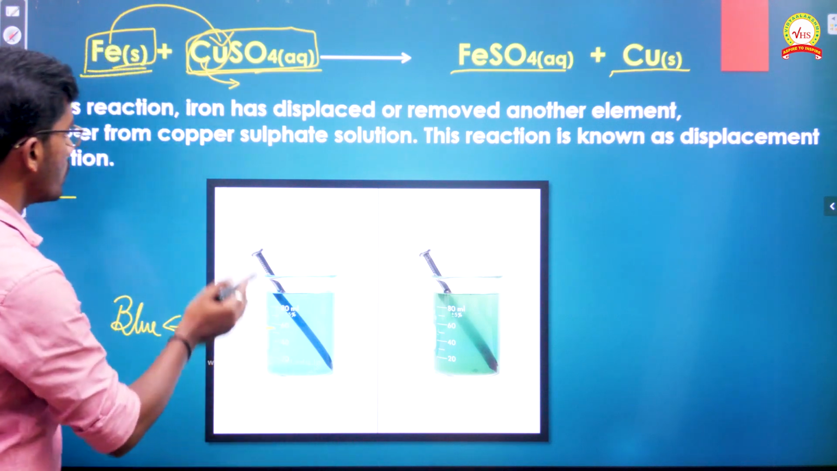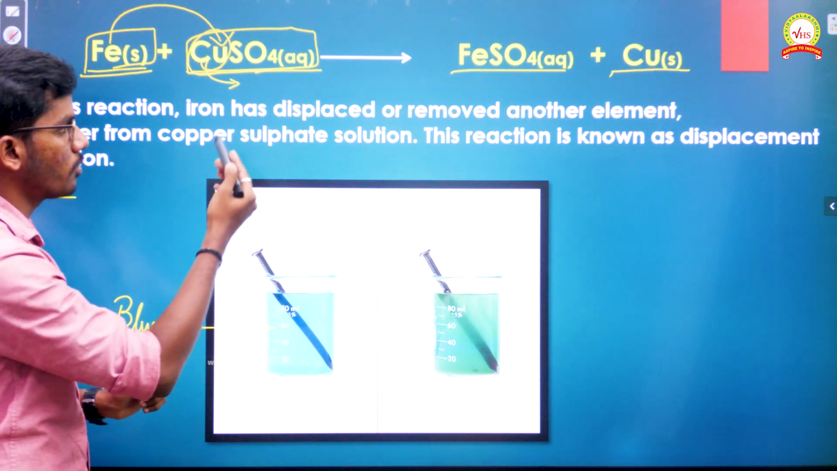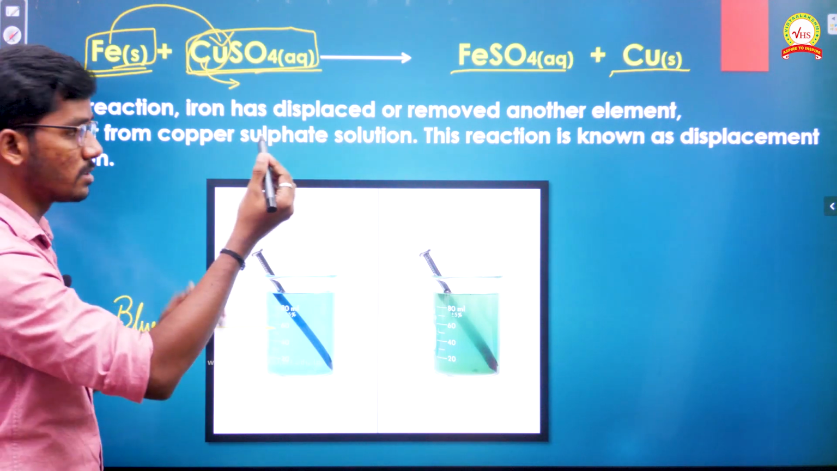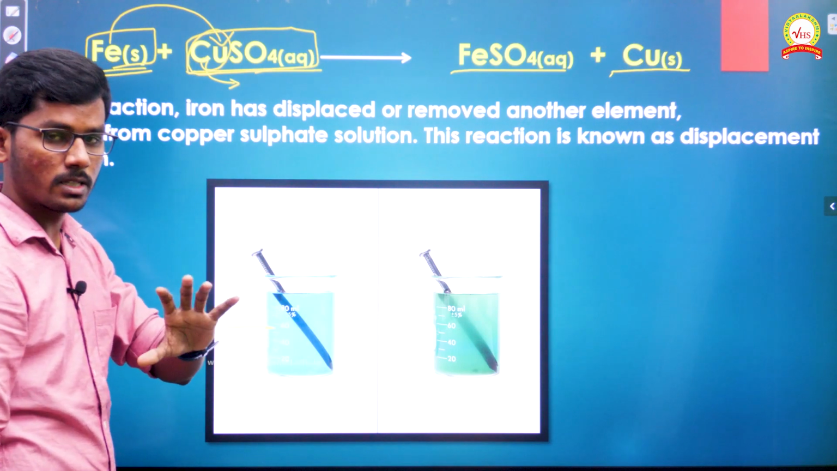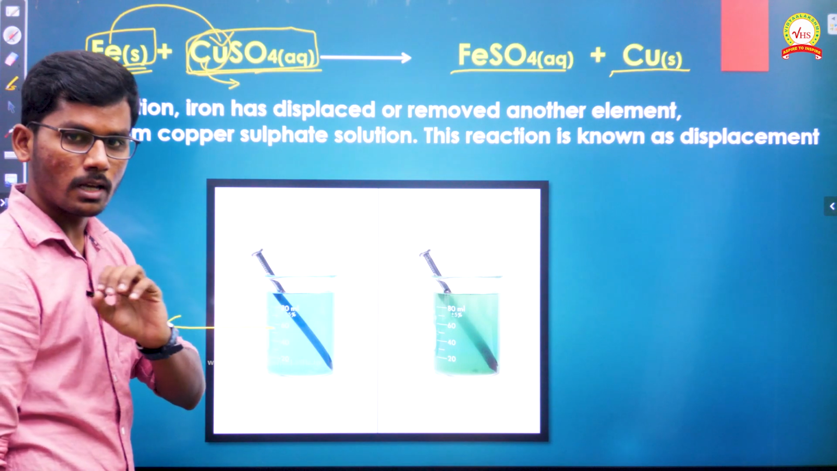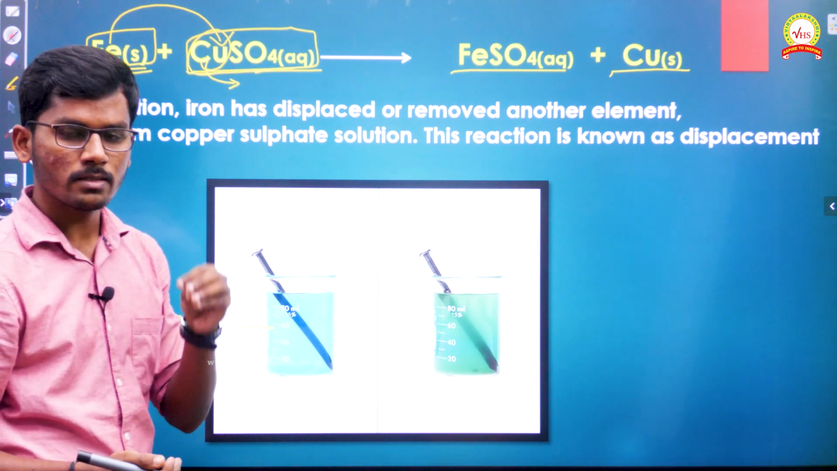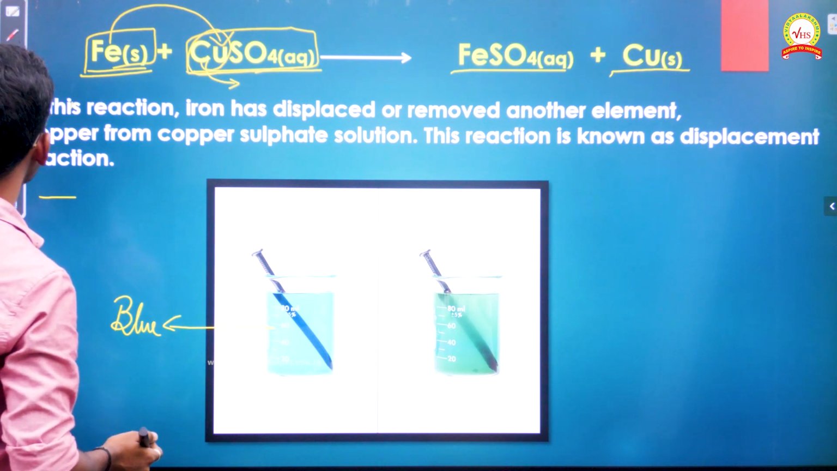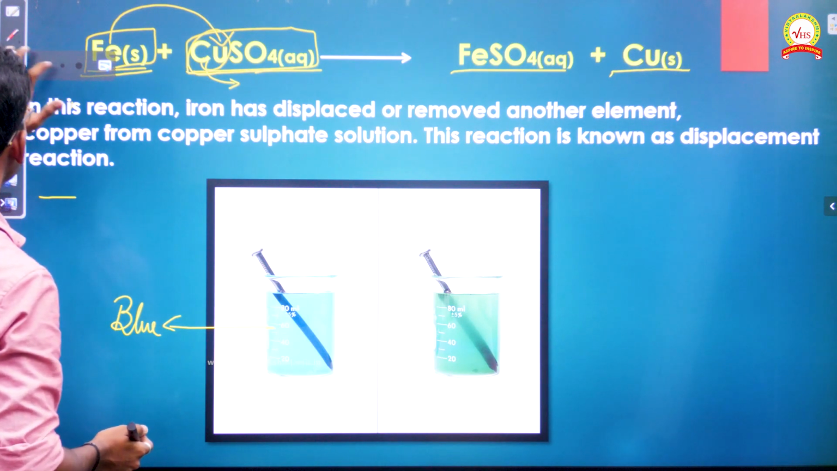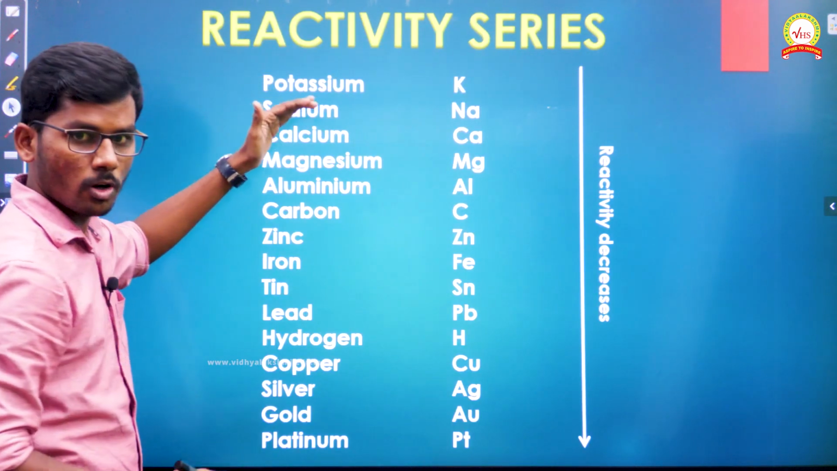So here iron has displaced copper from copper sulfate solution and has formed iron sulfate plus copper, since iron is more reactive than copper. So this is the major thing required in displacement reaction. Kindly don't forget, only the more reactive metal will displace the less reactive metal. If you see the reactivity series again, I'll just show you the order. See, potassium, sodium, calcium, the order goes like this.